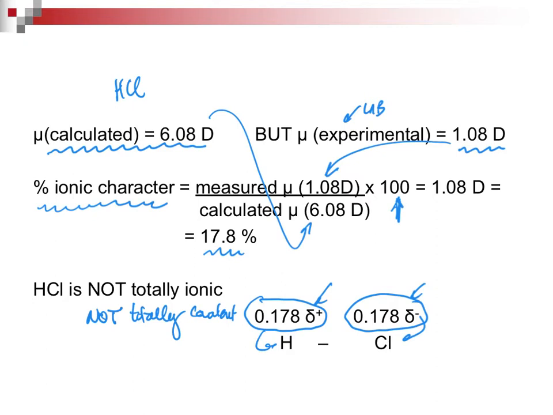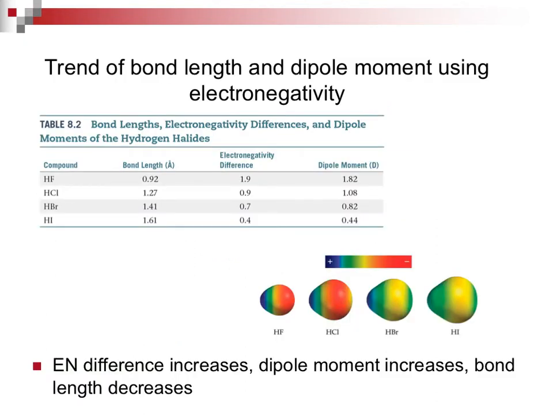Now, this has always been a little bit confusing, so let's give it a little more depth. What's the trend that we see? What we have are the halogens bonded to hydrogen here. What we have is their bond length, and as we look down this table, the bond length is definitely increasing. Let's look at the electronegativity difference. As we go down, the electronegativity difference is decreasing. Now let's look at the dipole moment as we go down. What we'll see is that that is also decreasing.